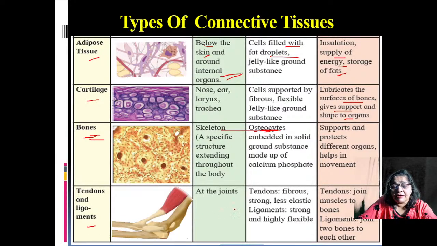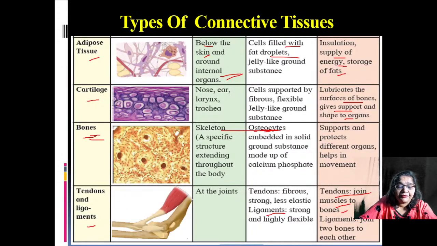These tendons and ligaments are located mainly at the joints, the bone joints. Now, the tendons are fibrous, strong, and less elastic, whereas the ligaments are very strong and highly flexible, right? The main function of the tendons is to join the muscles to the bones.